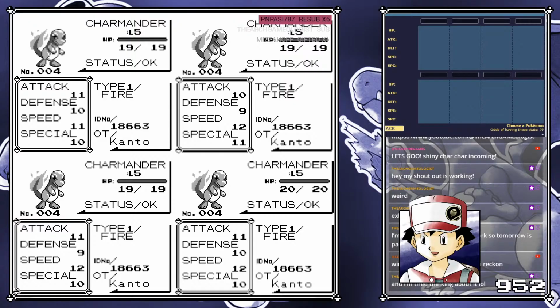Yeah, shiny Charmander tonight would be great. Definitely hitting 1,000 resets tonight. Let's see where we're at. Off to a bad start.